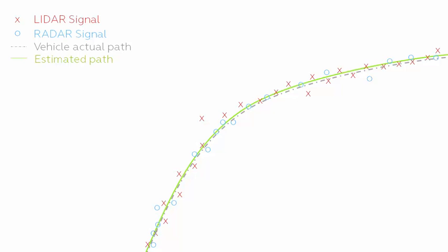Just to give an example of how things may work, here is an example where we are trying to track the motion of a vehicle, and this vehicle is mounted with both Lidar and Radar systems. So we are getting signals at different points of time of the vehicle's trajectory. What we are seeing here as a dotted gray line is the actual vehicle path, and the green one is the estimated path using the Kalman filter. We can see already that it's doing a good job of estimating.